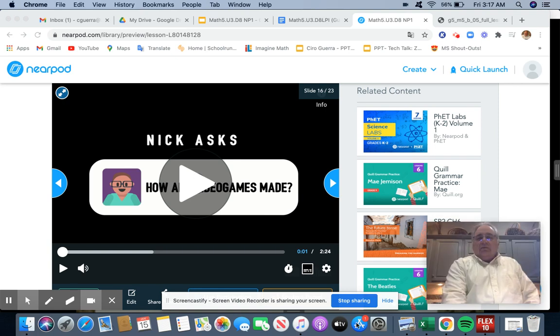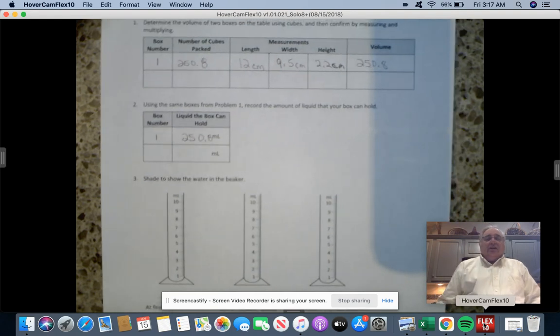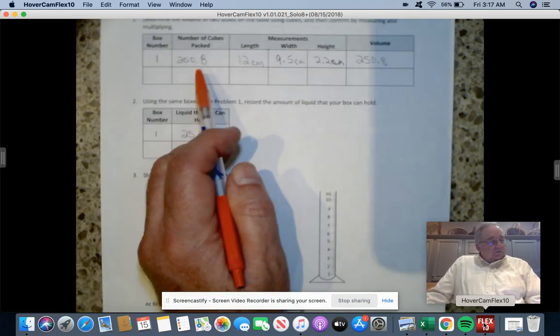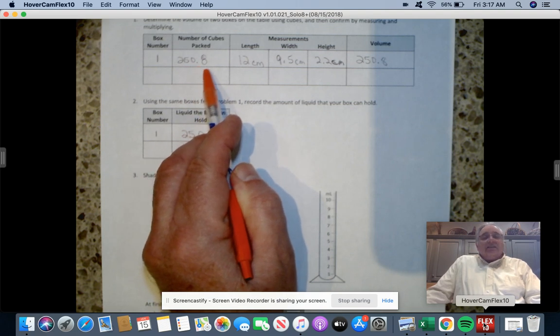Hey guys, welcome back. Let's go down to the flex tam so we can make sure that we filled out the paperwork correctly. The number of cubes that were packed is 250 and 8/10. If I could cut it in, I could probably fit it all in there.